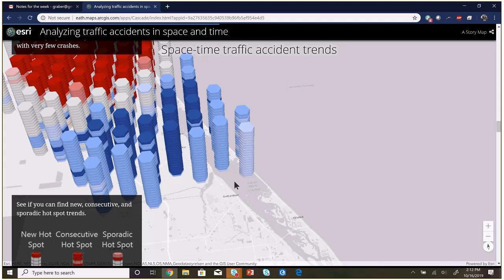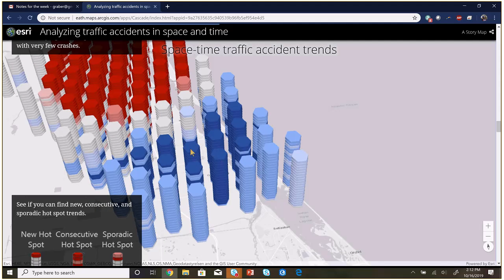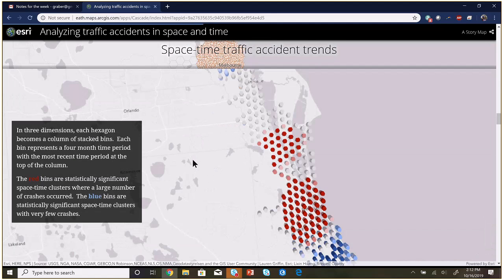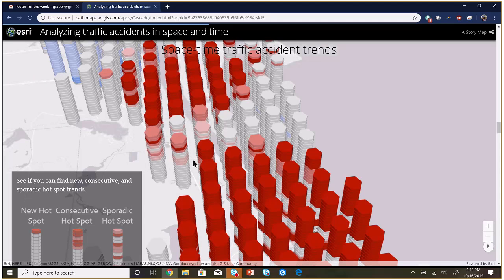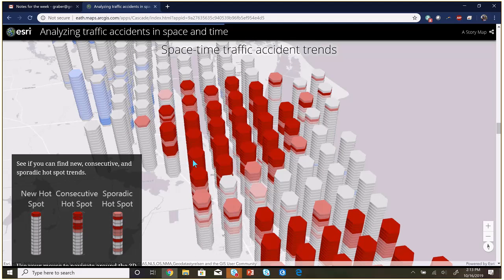Is a net space in time in a distance in time? So this is a map. This is like you're looking at a side view. This is the same map as this, but now this is straight down. This is a side view. The side view is time. So the oldest times are at the bottom of the stack, and the top of the stack is the most recent time period. Does that make sense? Yes. Here, that's a good way to look at it. So new hotspot is emerging, consecutive hotspots, sporadic hotspots.